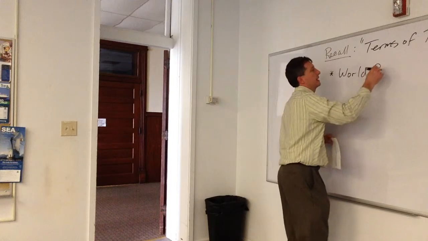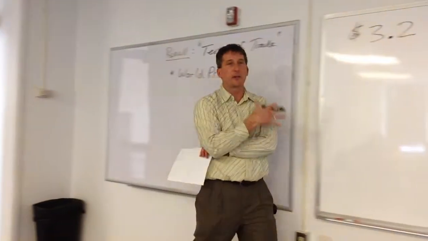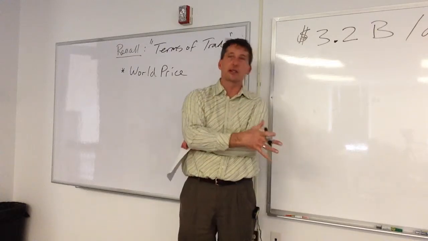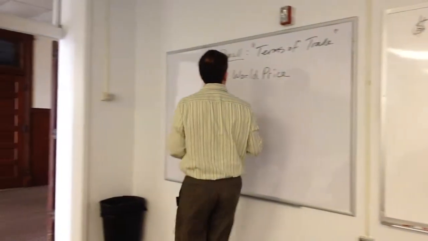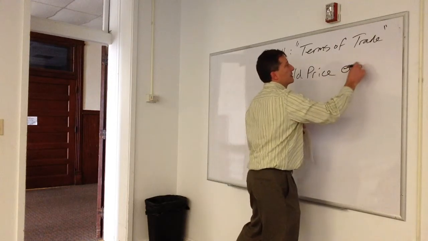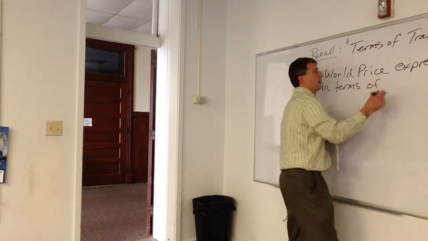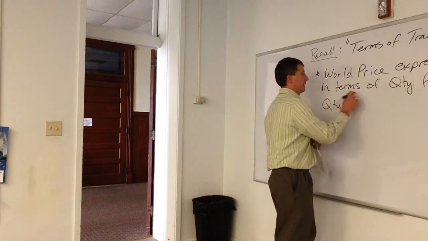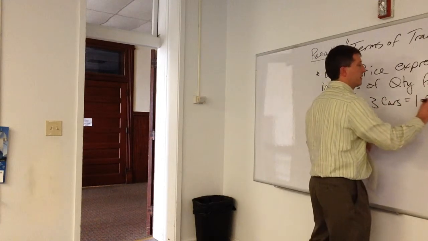And how was it expressed in that chapter when we modeled it? How did we talk about the world price? It was one good for the other good. So we had 3 cars for 1 food, or we had 5 wines for whatever. So it was a good for good price. So it was the world price expressed in terms of quantity for quantity. So for example, 3 cars equals 1 unit of food.